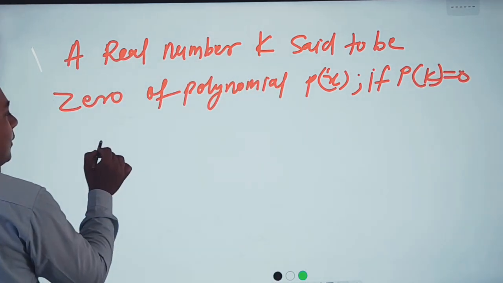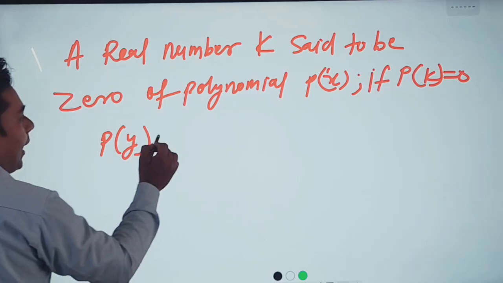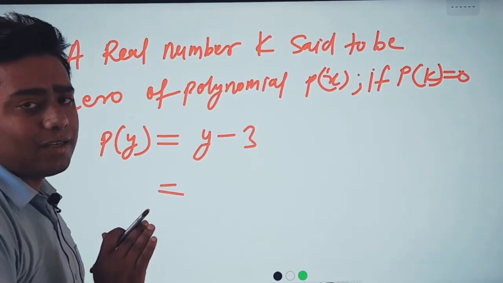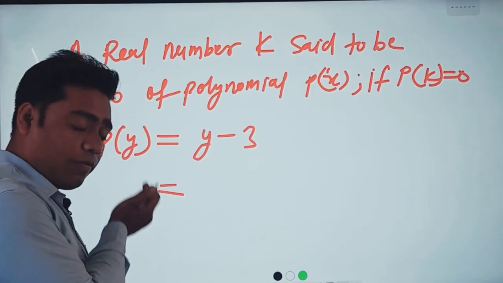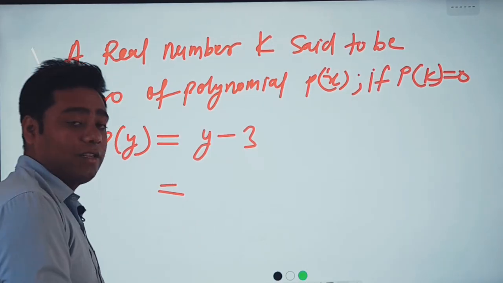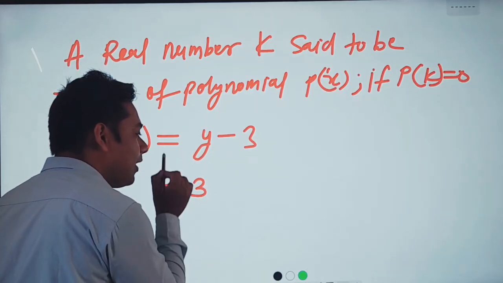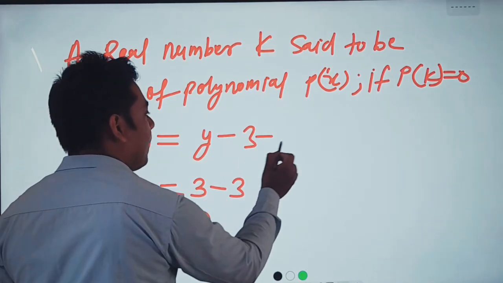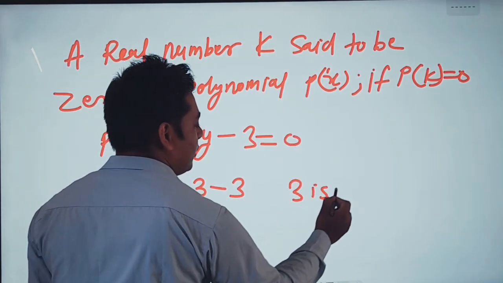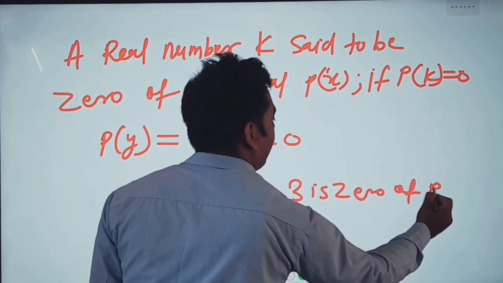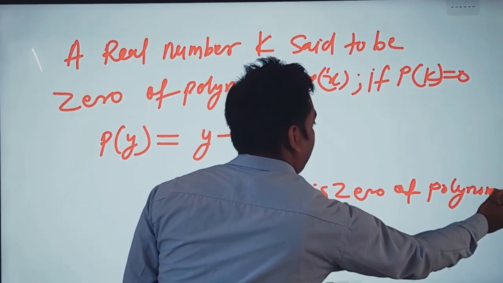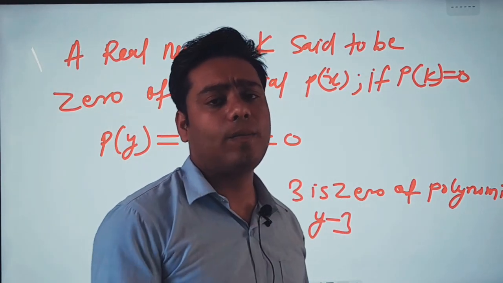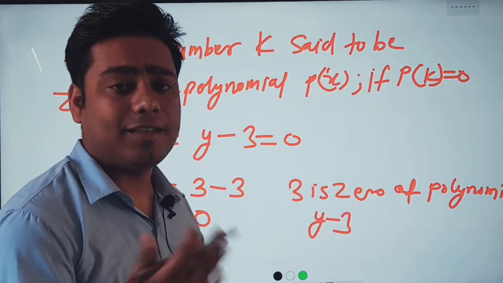One more example for that. Suppose one polynomial p(y), I write here, okay, y minus 3. Which value of y make that expression 0? So we can write here 3. If we will write 3 in presence of y, then that polynomial equal to 0. Okay, it means that 3 is zero of polynomial y minus 3. This is very simple to find the zeros of polynomial, or understand about the zero of polynomial.